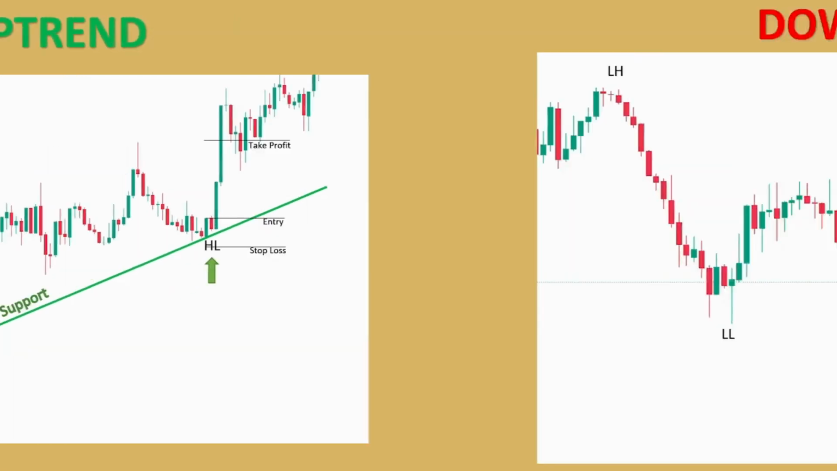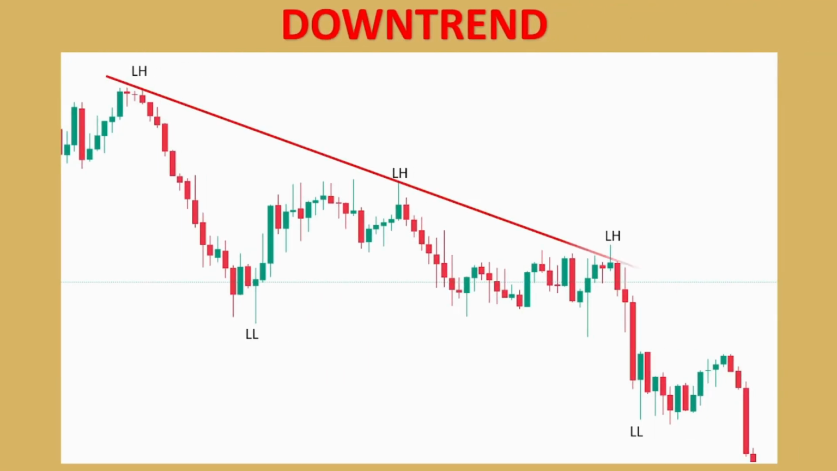Next is downtrend line. This is drawn by connecting 2 or more lower highs. It indicates that sellers are dominating and price is trending downward. In this case, the line acts as a resistance, and traders may look for selling opportunities when price rallies up to it.